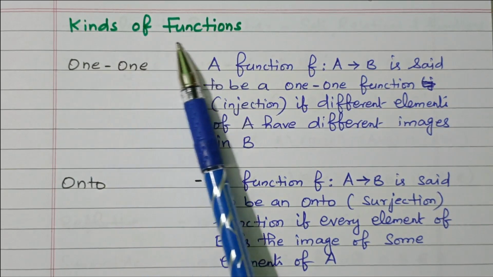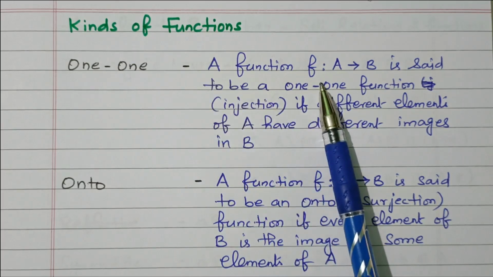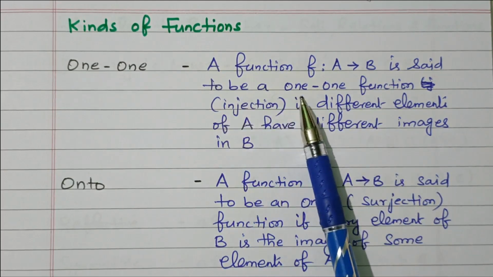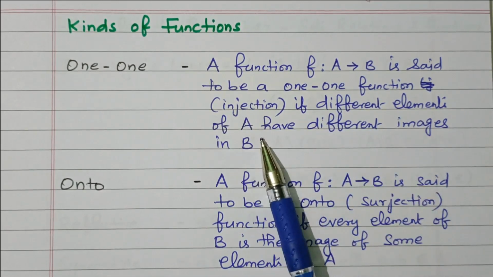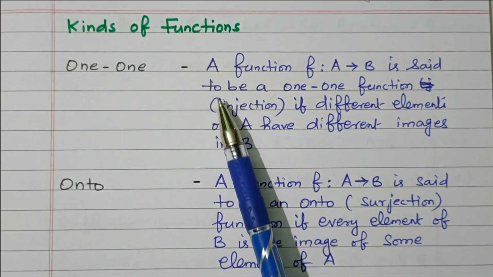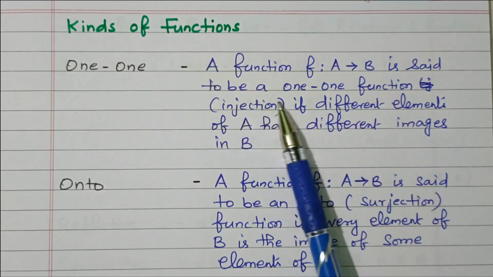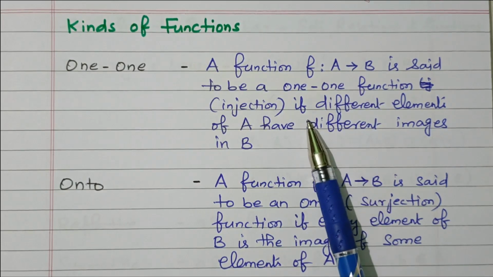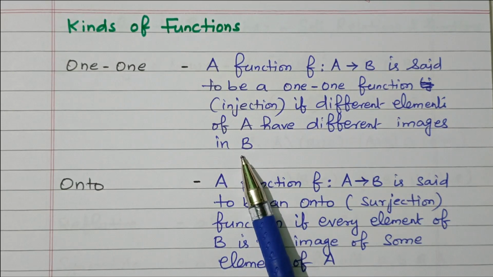Now we will go to the topic kinds of function. The first type is one-one. A function f such that A relates to B is said to be a one-one function, that is injection, if different elements of A have different images in B. That is called a one-one function, right? A function f such that A relates to B is said to be a one-one function, injection, if different elements of A have different images in B. That is called a one-one function.